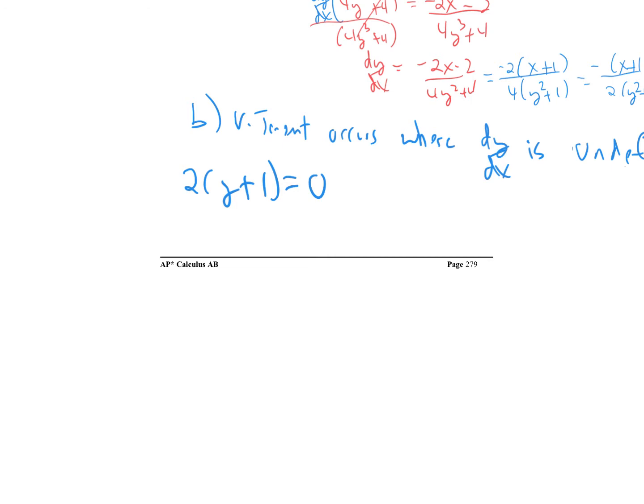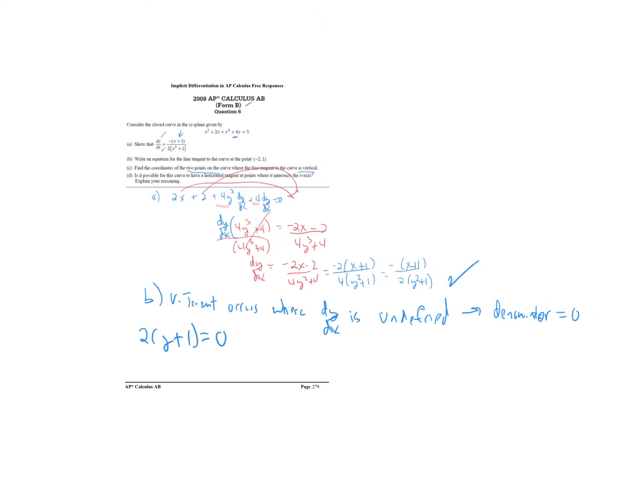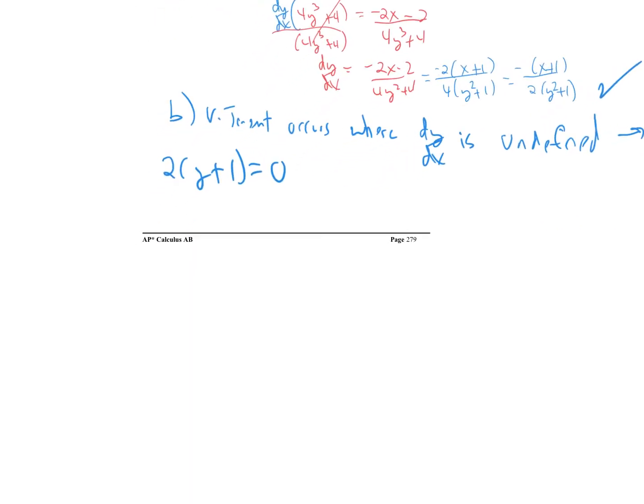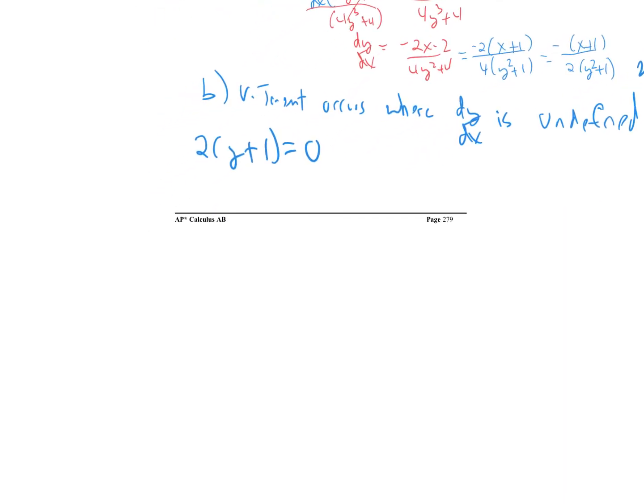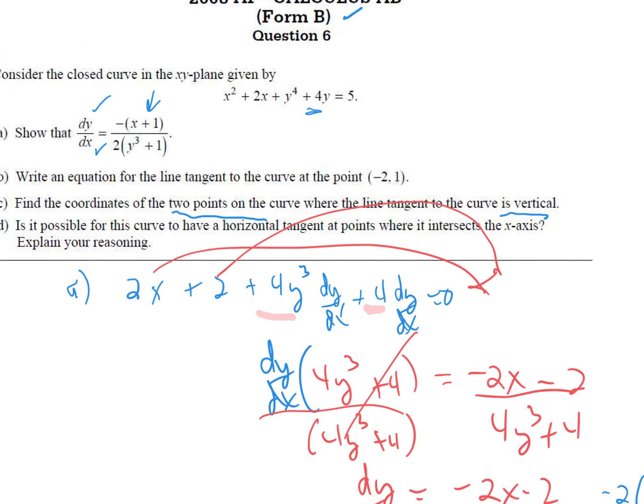What do I get here? I am doing the right one, right? Write the equation of 2 points on the curve where the line tangent to the curve is vertical. Okay, so I get y plus 1 is equal to 0, so y is equal to negative 1. So I need 2 coordinates. That means I have to take that y and plug it into this function here to see what the x value is.